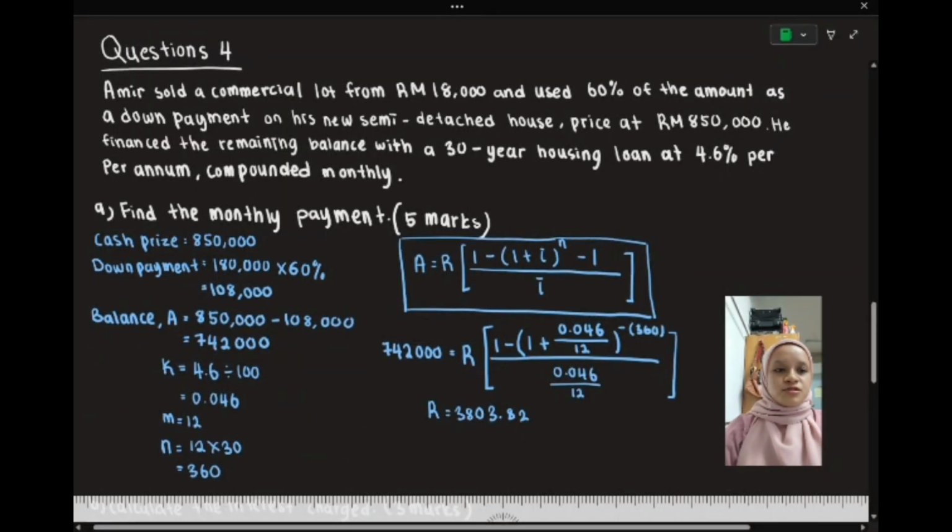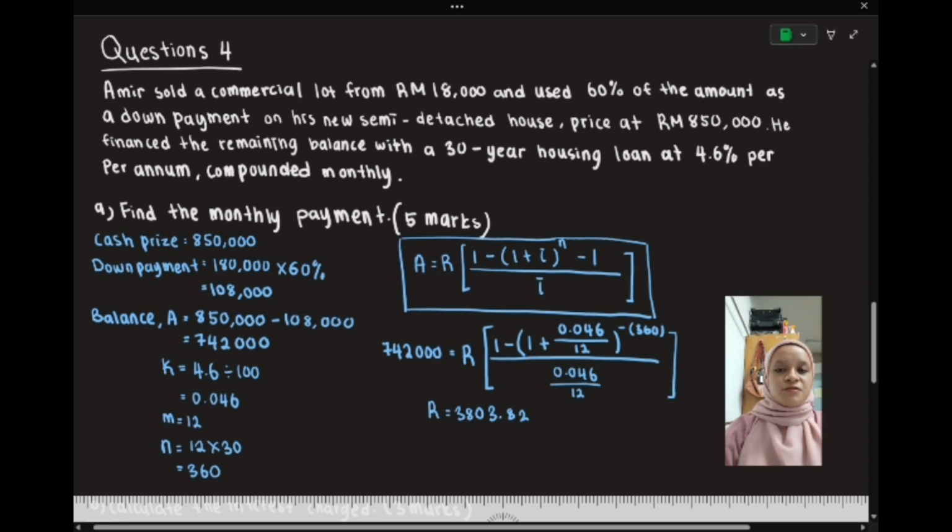Question 4. When we take a look at this question, we know this is a chapter for annuity. First, part A: find the monthly payment. First of all, we need to find the cash price, which is 850,000, and then we find the down payment, which is 180,000 times 60%, then we get 108,000.